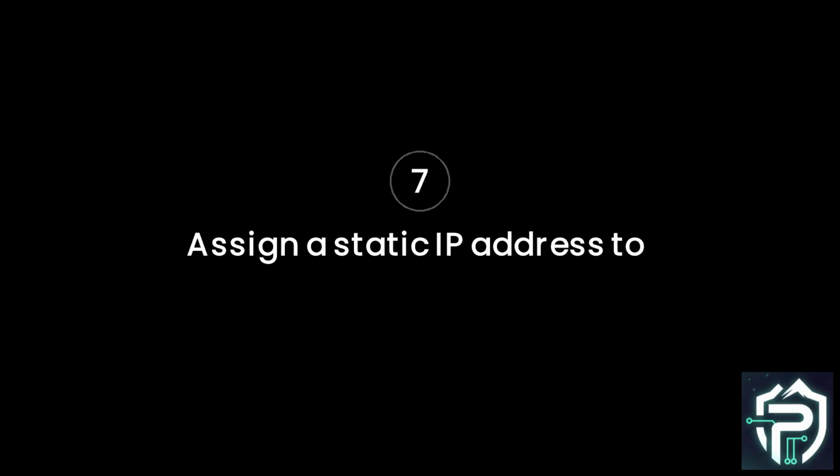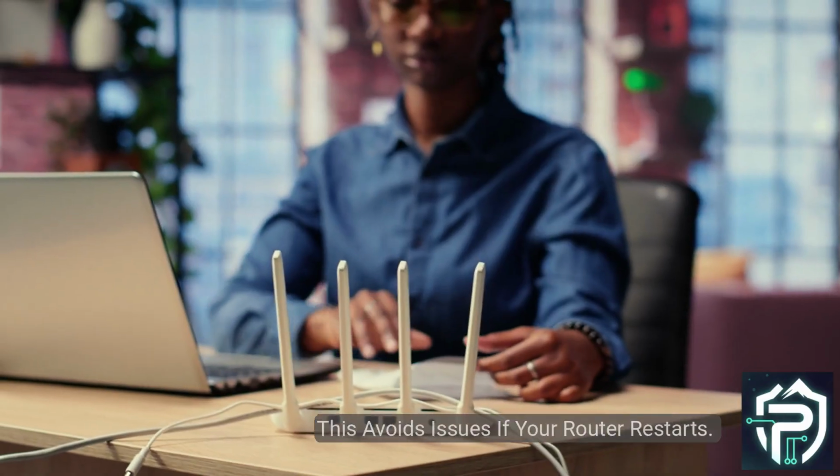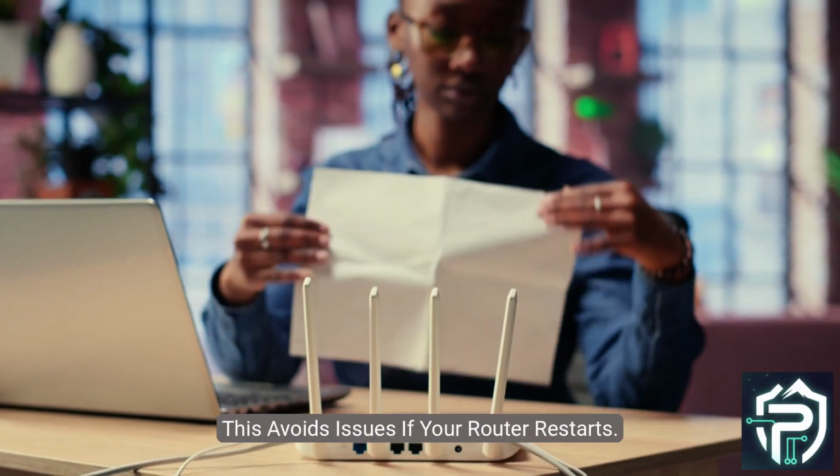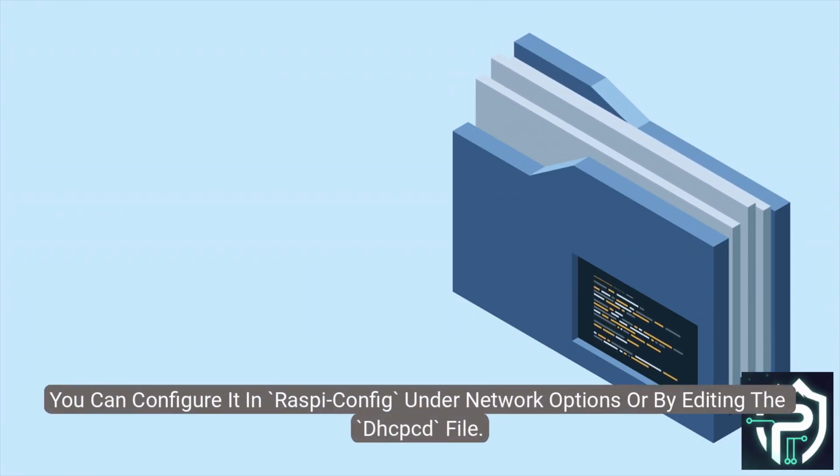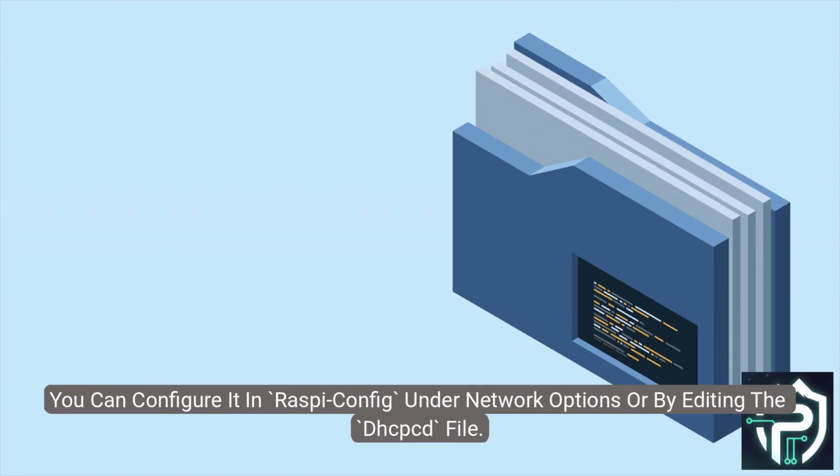Now, assign a static IP address to the Pi. This avoids issues if your router restarts. You can configure it in raspi-config under Network Options or by editing the dhcpcd file.